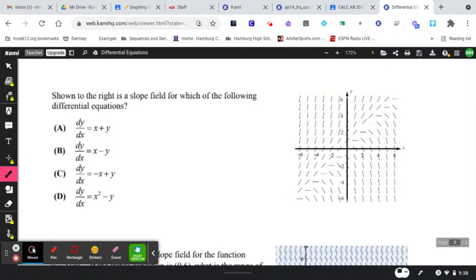So let's see. Let's say I pick, here's a fun one, 6, 6. Why did I pick 6, 6? Well, it looks like if I pick 6, 6, I want to see a slope of 0. So basically there's the point I'm picking and there's the slope.